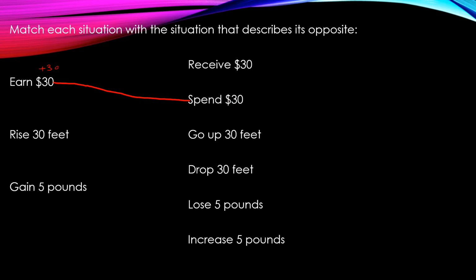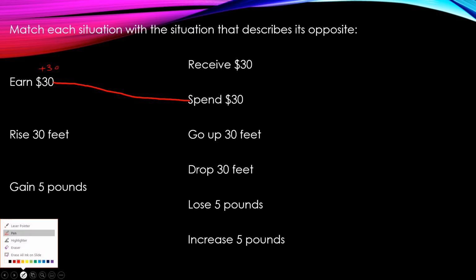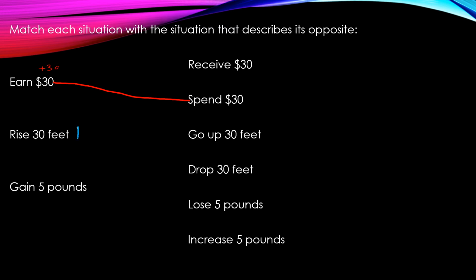Our next one says that we are rising 30 feet. So if I am rising 30 feet, that is me going up 30 feet. So I need to look for a scenario that describes me going down 30 feet, which would be dropping. Okay, dropping is the opposite of rising. If I gain 5 pounds, the opposite of gaining 5 pounds would obviously be to lose 5 pounds. If I'm increasing 5 pounds, that is the same as gaining, right? Both of those are a positive number.